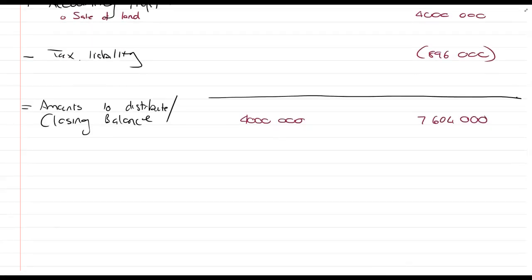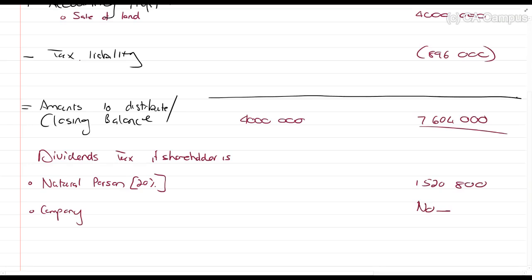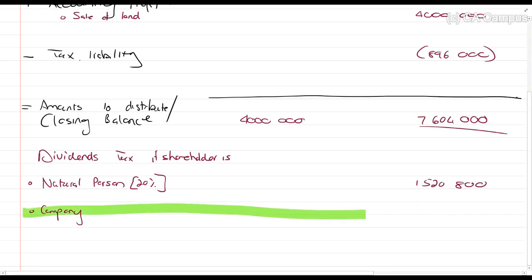Okay, I'm going to set it up now so that I can just reuse it for the next example. The dividends tax, if the shareholder is a natural person or company. Now remember, guys, if it's a natural person, you just multiply the dividends amount by 20%, 1,520,800, and as a company, there's then no dividends tax.